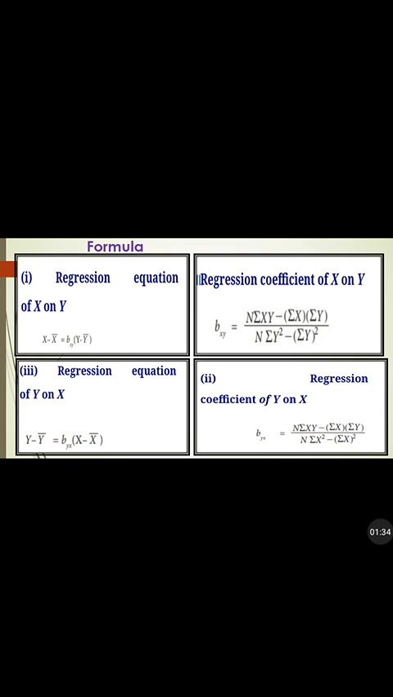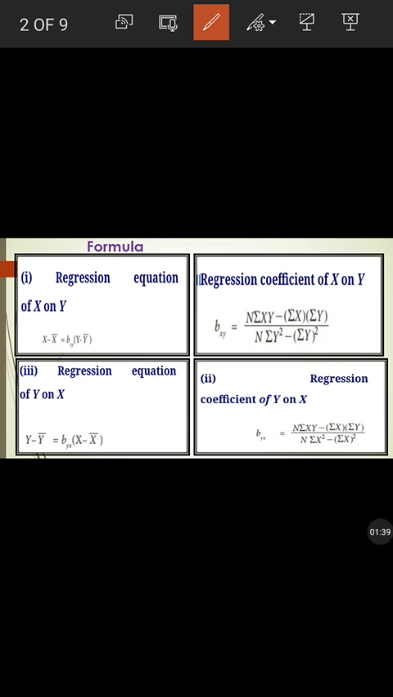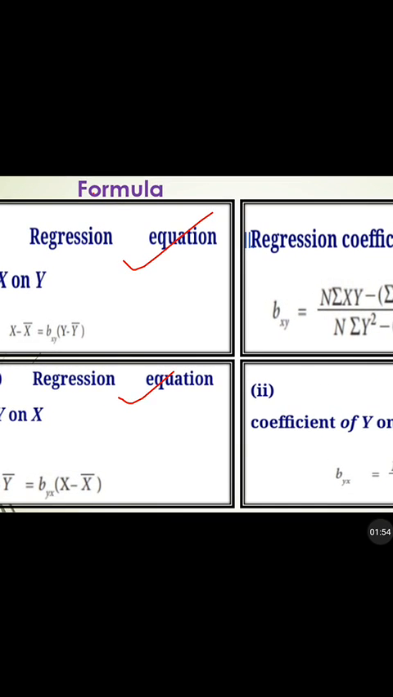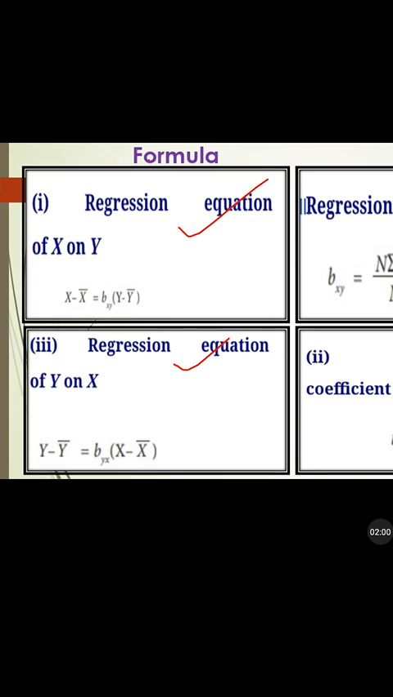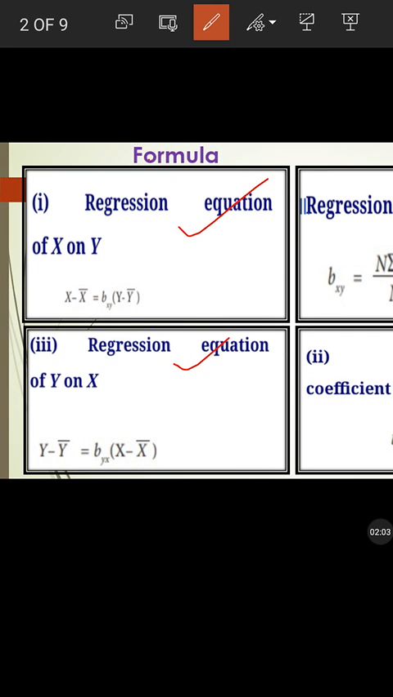The main formula is regression equation of x on y, and the second one is regression equation of y on x. We have two equations for this particular problem. For regression equation of x on y, the formula is x minus x bar is equal to b into y minus y bar. Can you see this formula? X minus x bar is equal to bxy into y minus y bar.